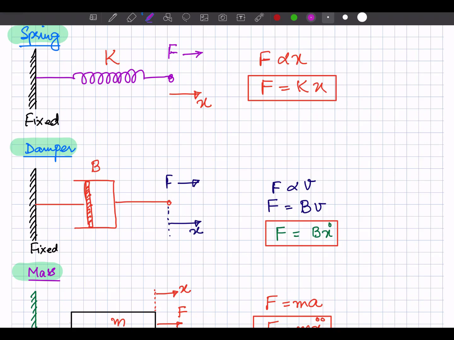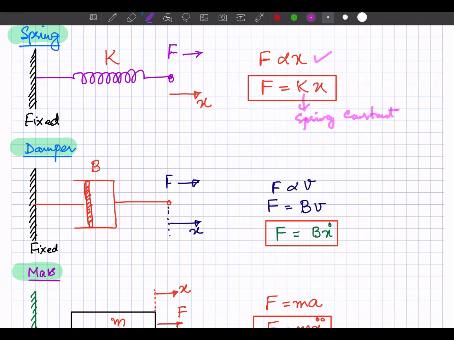When the force F is applied, there is the displacement X in the spring, and force and displacement are related with each other with the help of this expression, where K is called the spring constant.